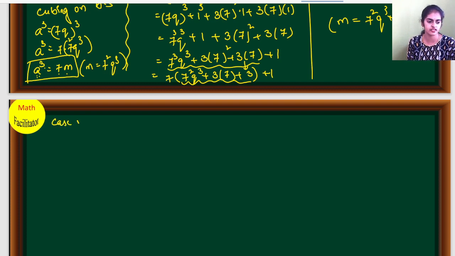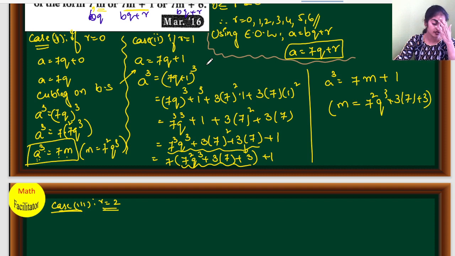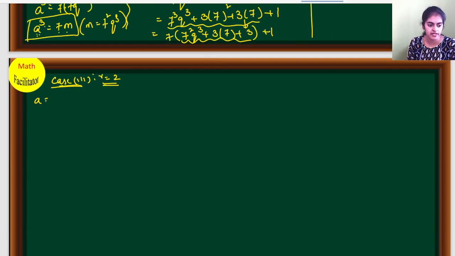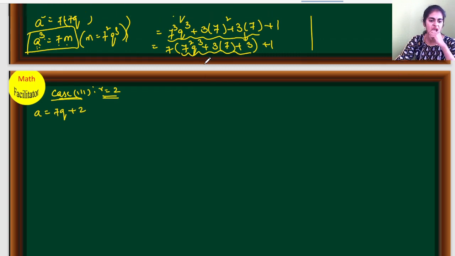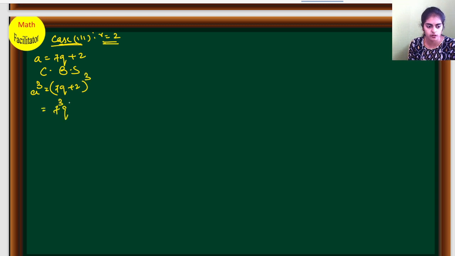Let's take case 3 here. So if r is 2, r equal to 0 is done, r equal to 1 is done. Now let's take r equal to 2. So if r is equal to 2, what happens? A will be equal to 7q plus 2, isn't it? 7q plus 2. So again cubing on both the sides, you will have a cube equal to 7q plus 2 whole cube. Or you can write this as 7 cube q cube, again expanding, plus 2 cube plus 3a square b plus 3ab square. b square is 4, 2 square is 4.